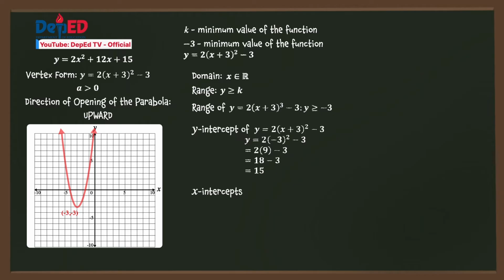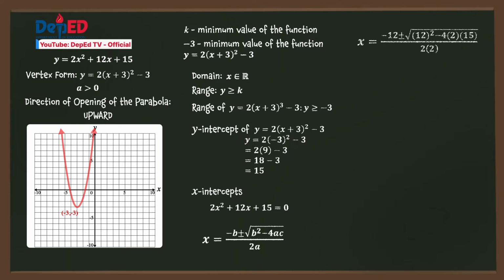The x-intercepts can be computed by setting the value of the function to 0 and then solving for x. We may use the general form of the function. Hence, we have to solve the equation 2x squared plus 12x plus 15 equals 0. Let's use the quadratic formula.